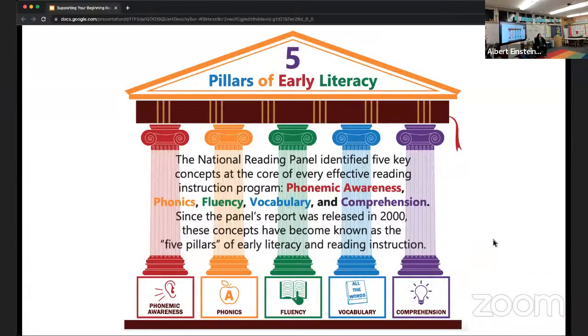So in 2000, we formed something called the National Reading Panel, and they did a lot of research. Based on all of that research, they came out with five components of learning to read that are now known as the pillars of learning to read. They are across the bottom here: phonemic awareness, phonics, fluency, vocabulary, and comprehension. It's okay if you don't know what those mean yet, because we're going to talk more about them. But those five things are really important skills that your child needs to have to be a successful reader.